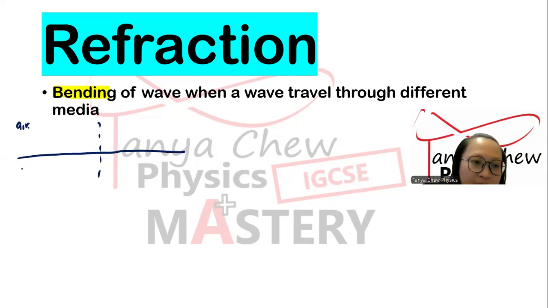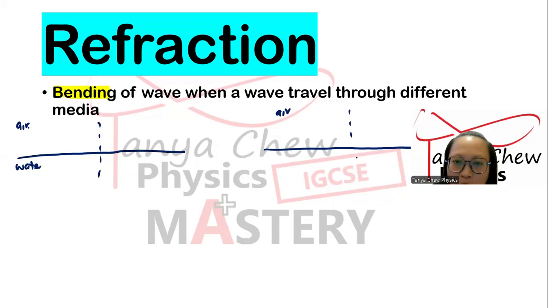Let's say this is air, this is water, this is also air, this is normal, okay, this is water. So if the wave is coming from air to water, it will be bent, refracted towards normal, right?